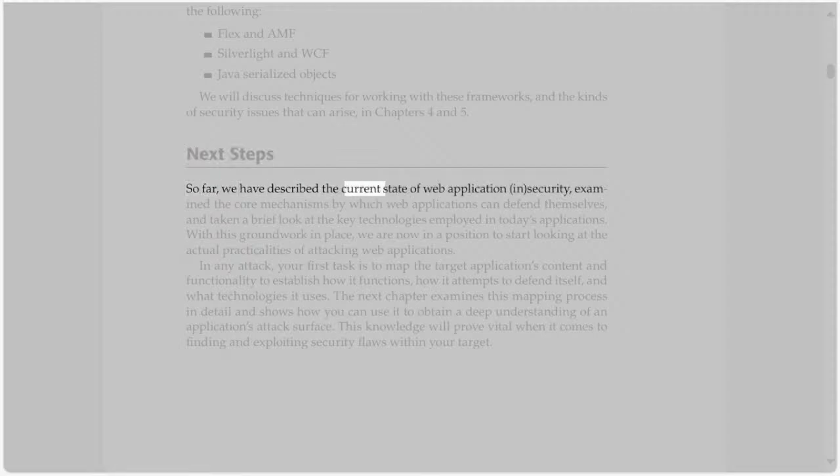So far, we have described the current state of web application security and the core mechanisms by which web applications can defend themselves, and taken a brief look at the key technologies employed in today's applications. With this groundwork in place, we are now in a position to start looking at the actual practicalities of attacking web applications. In any attack, your first task is to map the target application's content and functionality to establish how it functions, how it attempts to defend itself, and what technologies it uses.